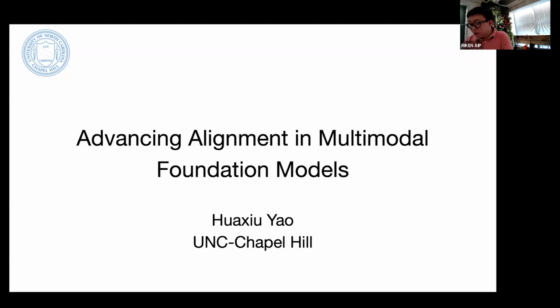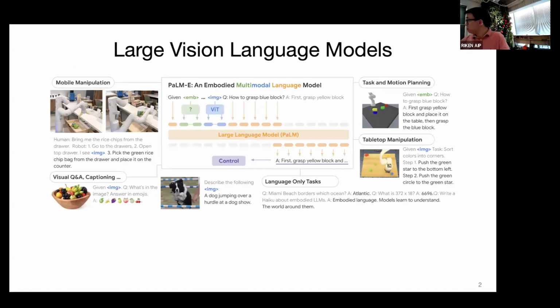And today my talk is about alignment in multimodal foundation models. As we can see, large vision language models, or multimodal large language models, are already being used in a lot of places. What we need to do is input an image or a video, and then we have some questions, and these large language models can integrate this multimodal information into tokens and feed them into large language models, and then produce what you want to do.